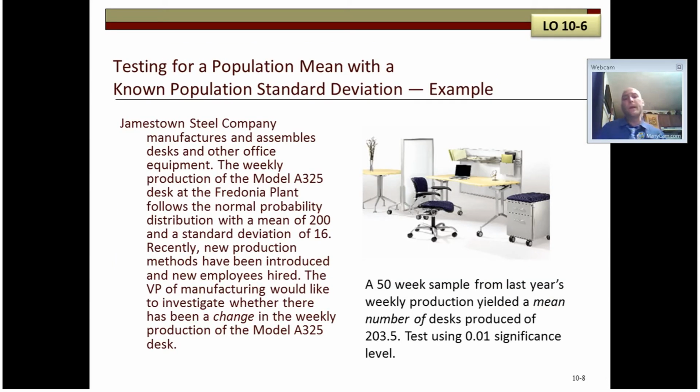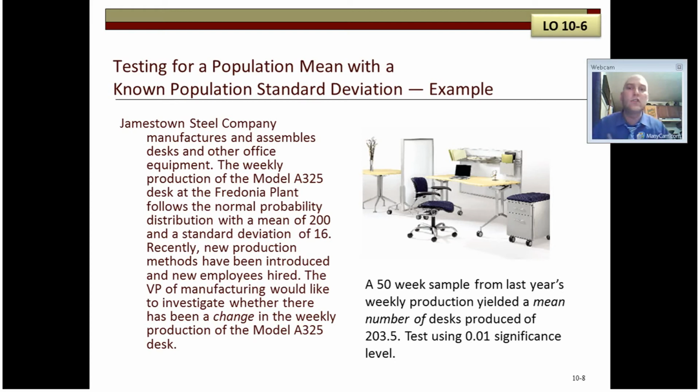Let's start with the first example. Perhaps some of these terms will become more clear as we go through a series of examples. So we start at the Jamestown Steel Company, which manufactures and assembles desks and other office equipment. The weekly production of the model A325, not to be confused with the A315, easily confused, I know, at the Fredonia plant follows the normal probability distribution, with a mean of 200 and a standard deviation of 16. Recently, we've introduced new production methods and new employees have been hired.